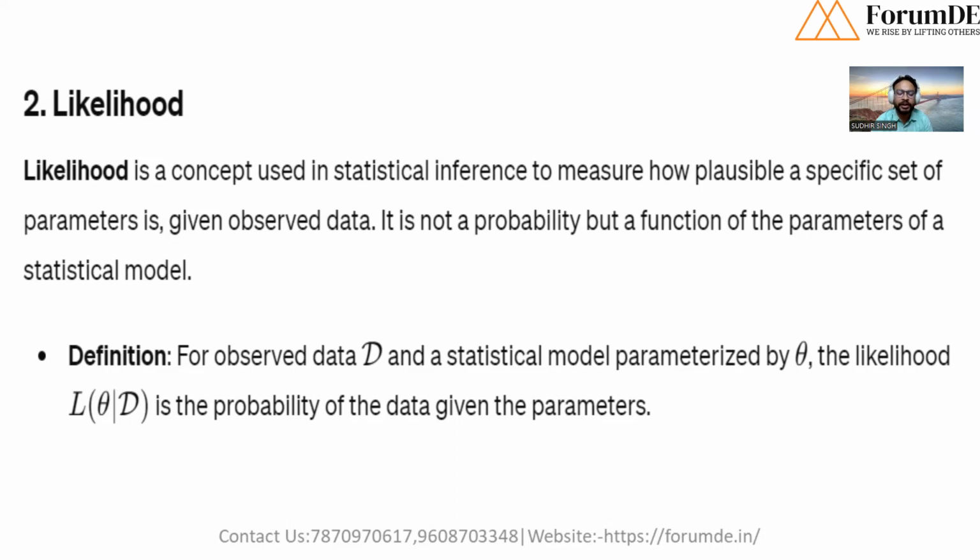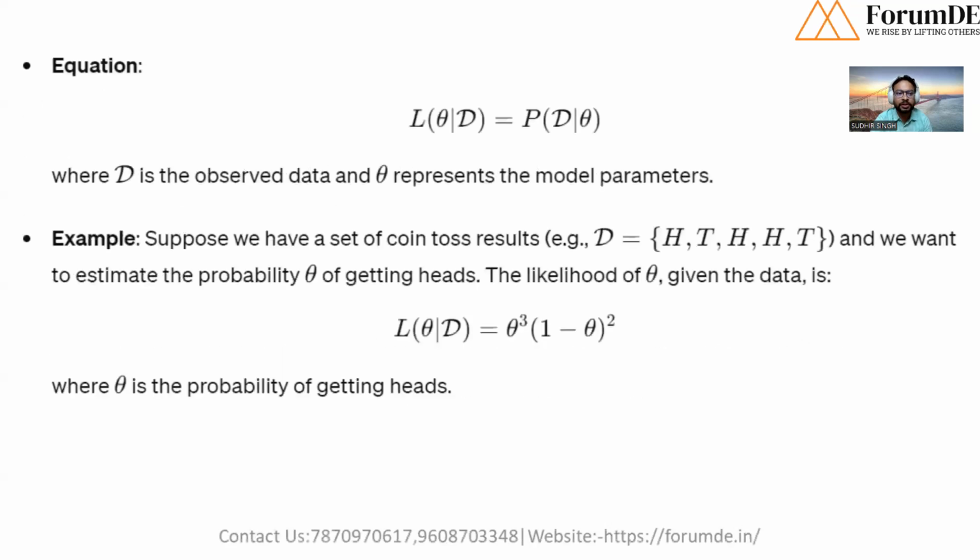So here we already have our data, for which we want to find how possible it is to find that value given a distribution. So it is not a probability, but a function of the parameter of a statistical model. For observed data D and a statistical model parameterized by theta, the likelihood L(theta | D) is the probability of the data given the parameters. This will be more clear when we see the distributions ahead.